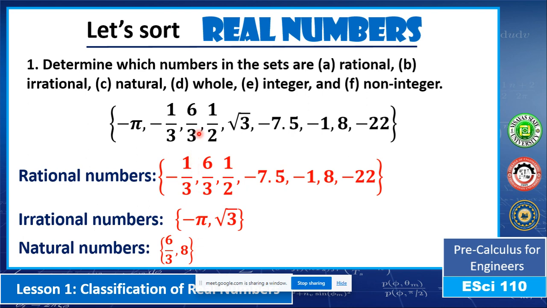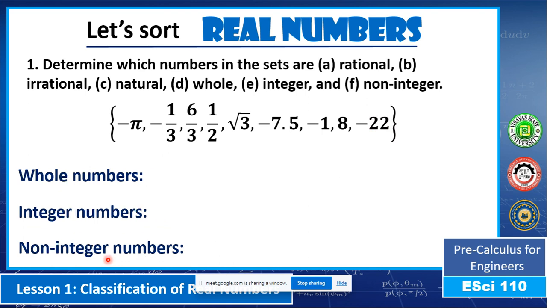For the natural numbers, we only have two. So class, take note. Uy sir, bakit included yung 6/3? Of course, we can simplify this into 2 because 6 divided by 3 is 2. So therefore, it is a natural number. How about negative 1? Ay, hindi siya pwede. Bakit? Kasi negative siya, so integer na to, a negative integer. How about 8? Of course, 8 lang talaga. For negative 22, hindi rin pwede kasi negative siya. So therefore, we only have two elements for our natural numbers.